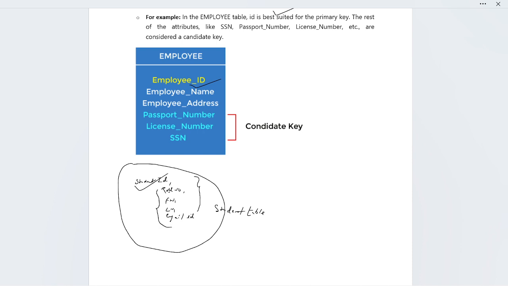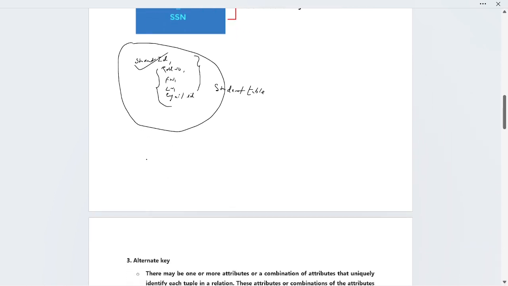Alternate key I'll explain in the next session. But this is how I'm telling you: if in a table all the columns are candidate keys, and we pick any key from the candidate keys as a primary key, then the left keys are alternate keys. So I hope you are able to understand the concept of primary key and candidate key.